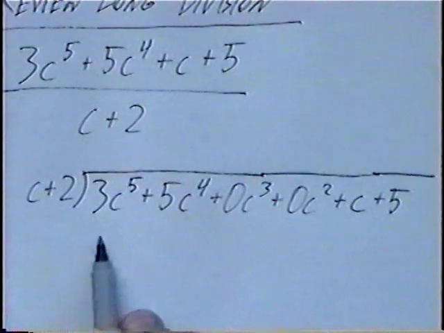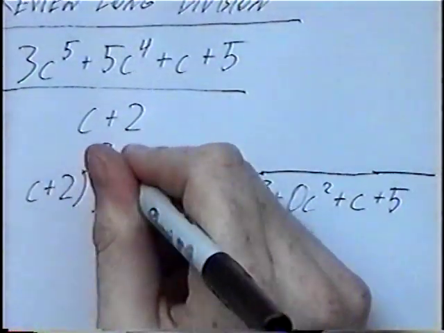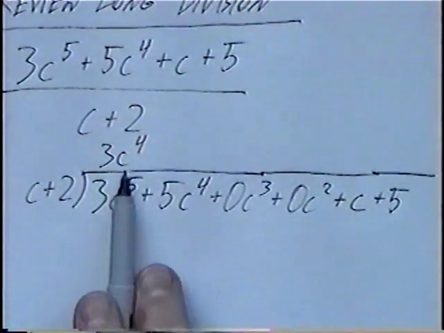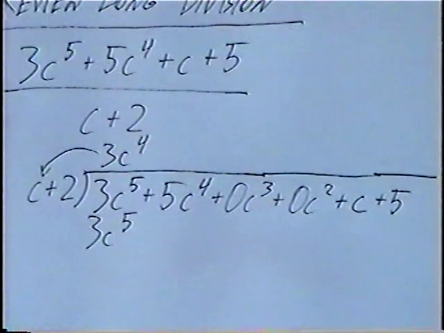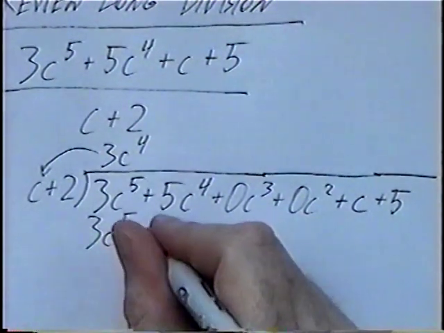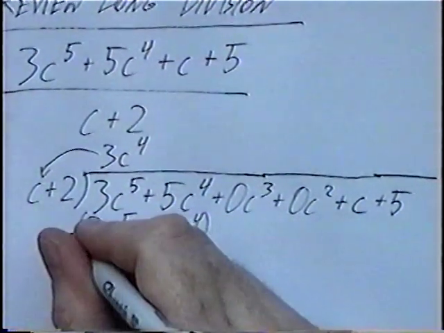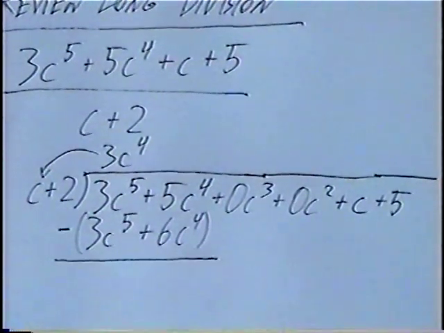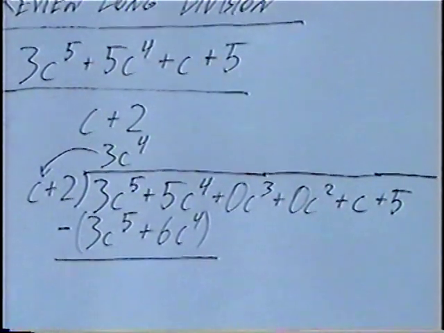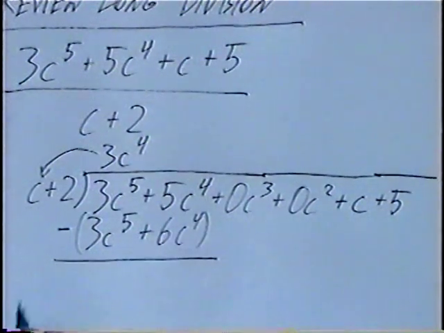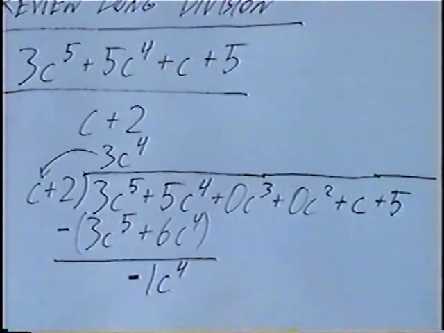Dividing from here, c into 3c to the 5th, or what term times c is 3c to the 5th? That would be 3c to the fourth. Multiplying 3c to the fourth times c, that would be 3c to the fifth, and 3c to the fourth times 2 would be a positive 6c to the fourth. Putting the new expression in parentheses and subtracting, the first terms again should always match up. If they don't, you have to go back and double check your multiplication and your terms. The second terms we can subtract. 5c to the fourth minus 6c to the fourth would be negative 1c to the fourth.